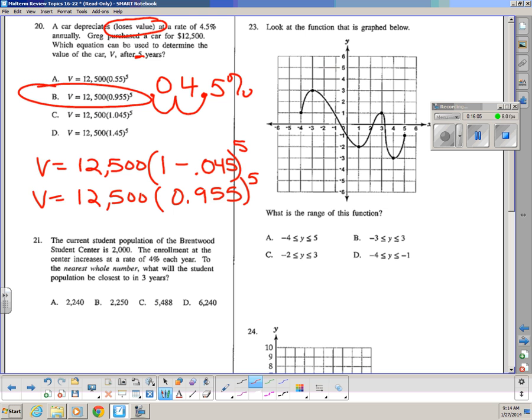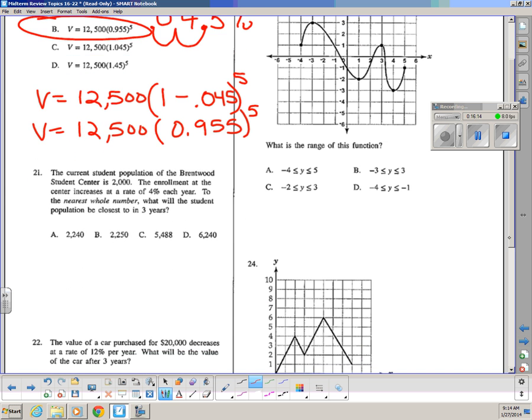Number 21, the current student population of the Brentwood Student Center is 2,000. The enrollment of the center increases at a rate of 4% per year. To the nearest whole number, how many people are going to be in the Brentwood Student Center in 3 years? So I have my initial amount is 2,000 times 1, I'm increasing enrollment, so plus 4% as a decimal. Move the decimal place back twice, I get 0.04, and we're doing this for 3 years.